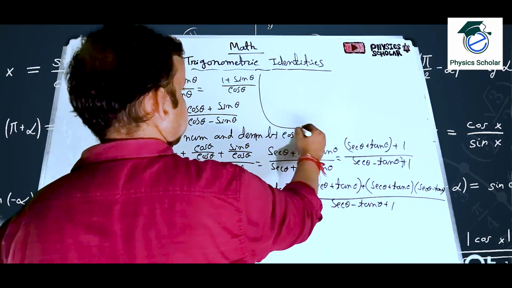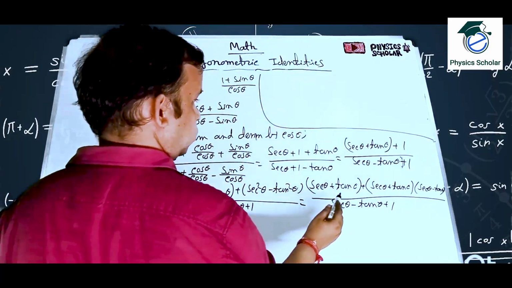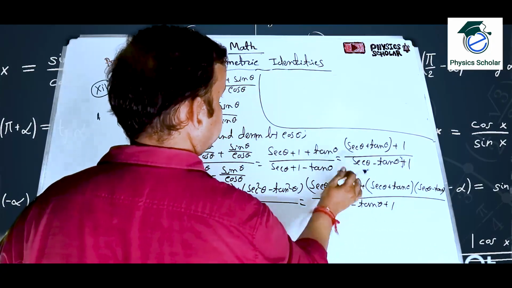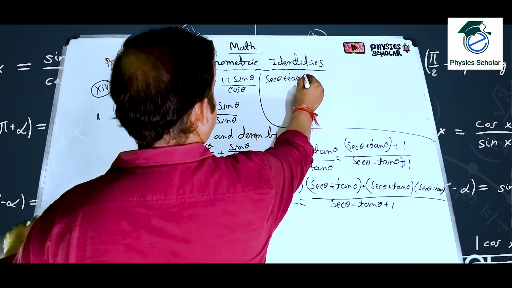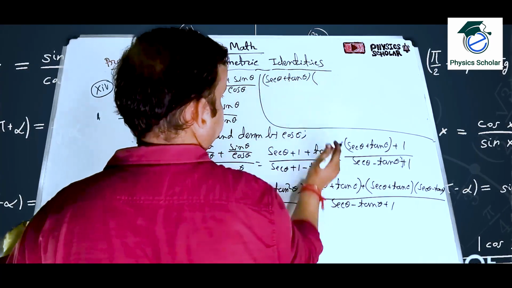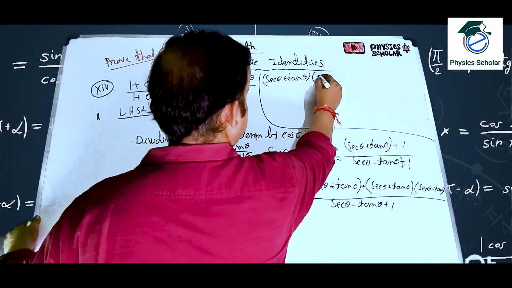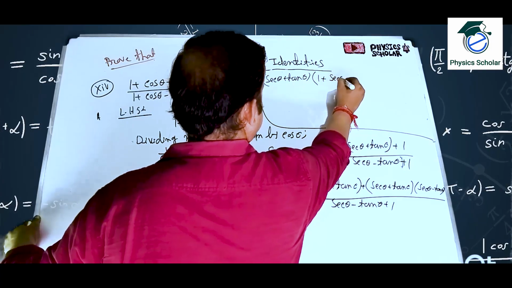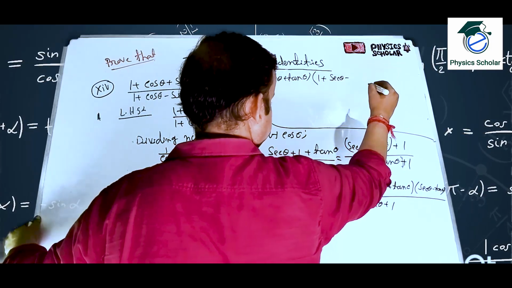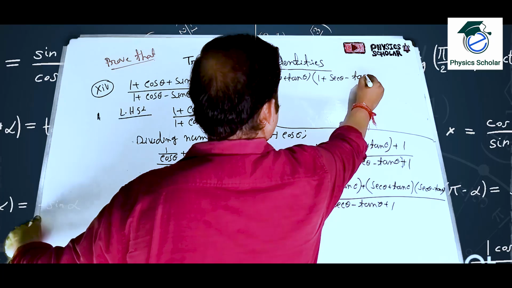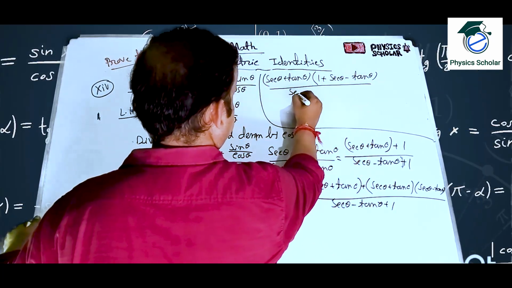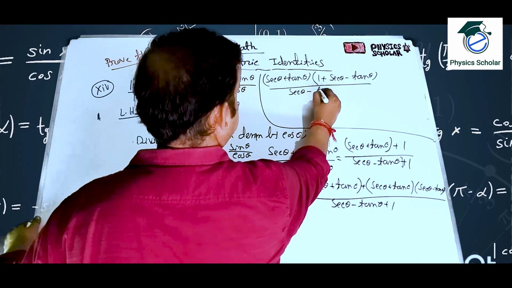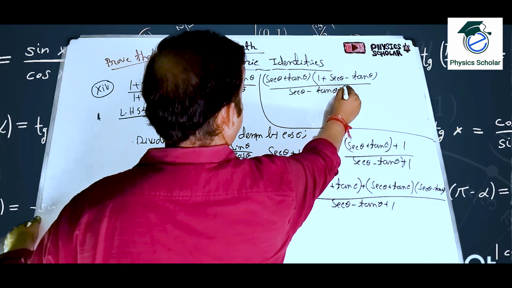I am doing here. Okay, so now from this what we can write? Sec theta plus tan theta common. Sec theta plus tan theta common. Then what is there? 1 plus sec theta minus tan theta, whole divided by what? Sec theta minus tan theta plus 1.